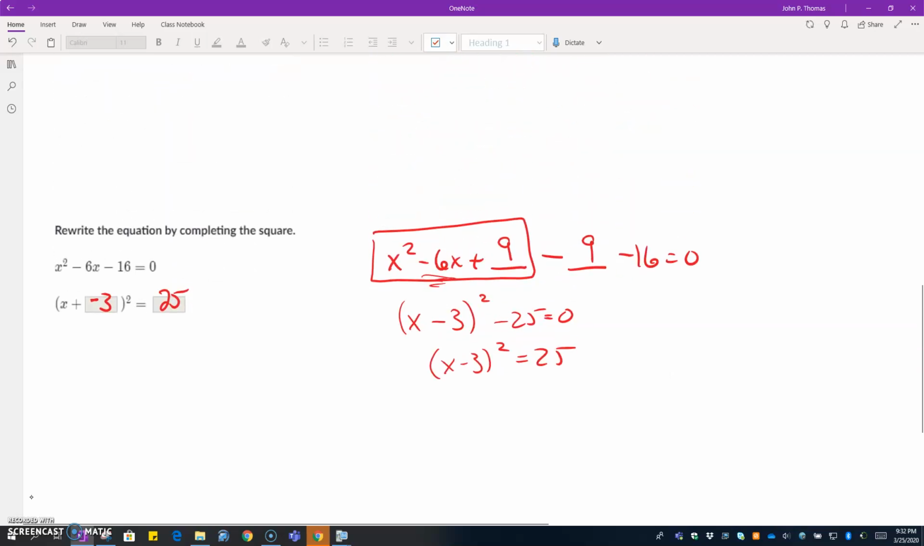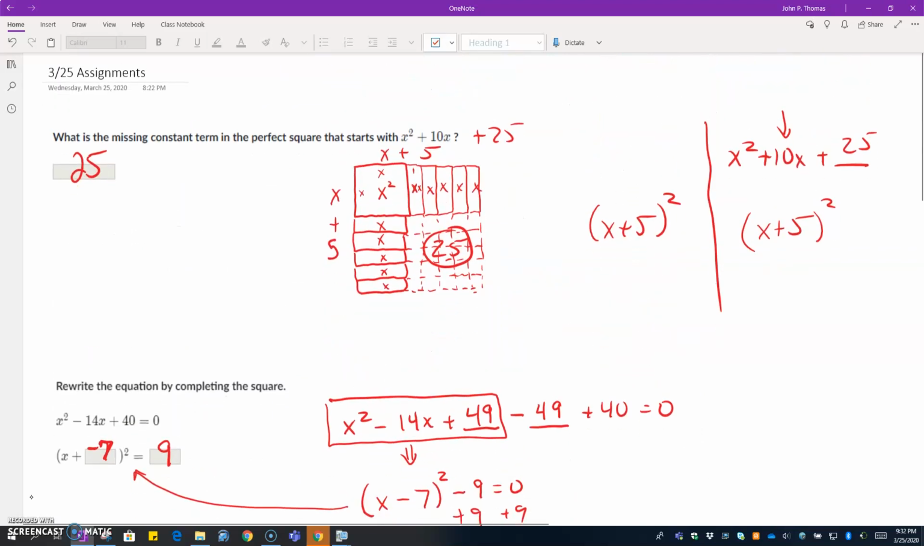All right, those are really the main mistakes that we've seen. I hope that helps. That's just kind of a quick run through of the assignments from Wednesday the 25th. Thanks.